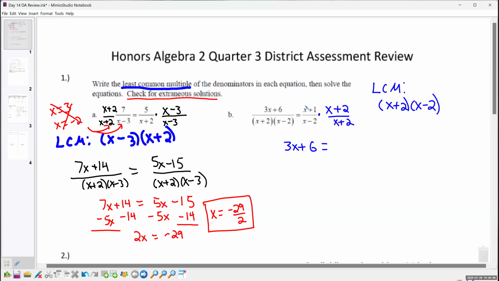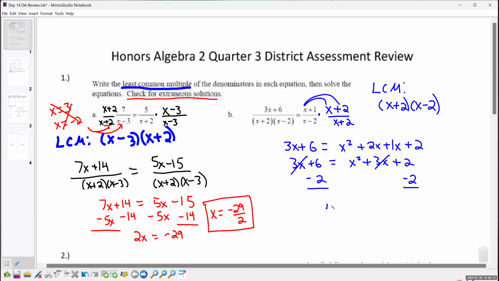I'm going to drop the denominators right away because I know they're the same. And now when I multiply x times x, x times 2, 1 times x, 1 times 2, I've got 3x plus 6 equals x squared plus 3x plus 2. This is nice because these will subtract off. I'm going to subtract 2 from both sides. I'm going to get 4 equals x squared. We'll take the square root, and we get x equals plus or minus 2.